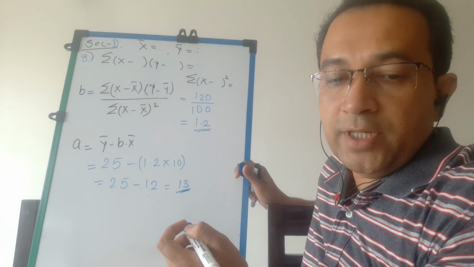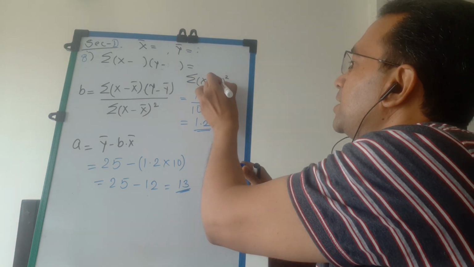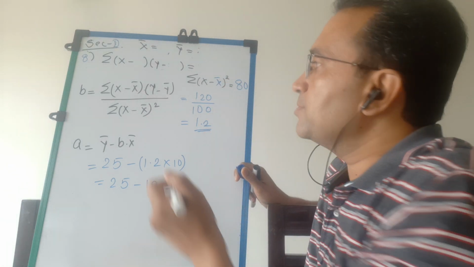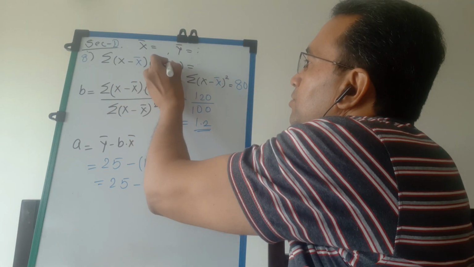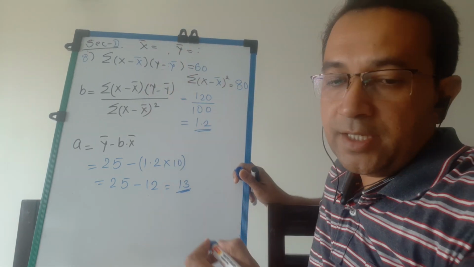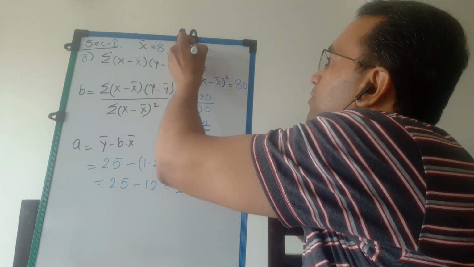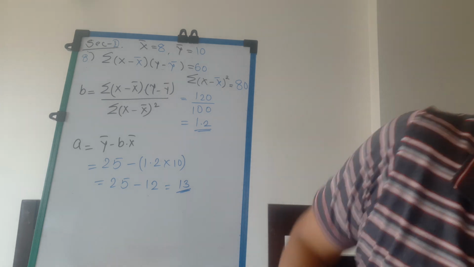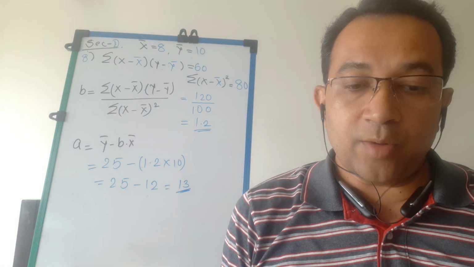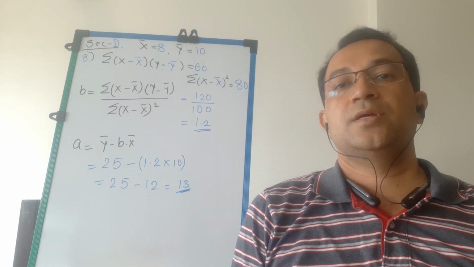Now for two related variables, sigma (x minus x bar) whole square is 80. Sigma (x minus x bar) into (y minus y bar) is 60. Okay, x bar is 8 and, students, y bar is 10. Now you can check what we are asked to find. Obtain the regression line of y on x.